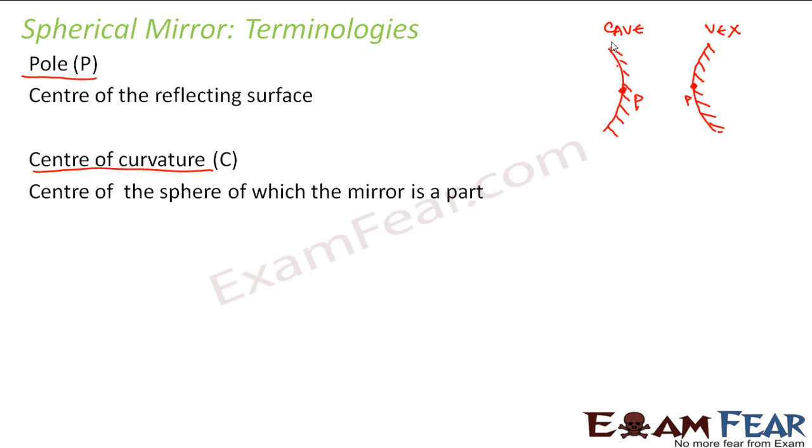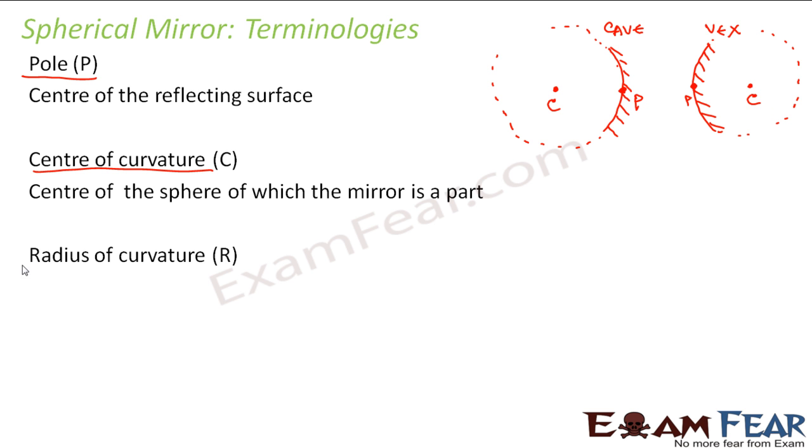So in this case, what would be the center of curvature for this concave mirror? This is the sphere from which the mirror has been cut, so that means somewhere here. This point is known as the center of curvature. Similarly, in case of the convex mirror, it is a part of a sphere like this, so the center of the sphere would be somewhere here. Center of curvature is denoted by capital C.